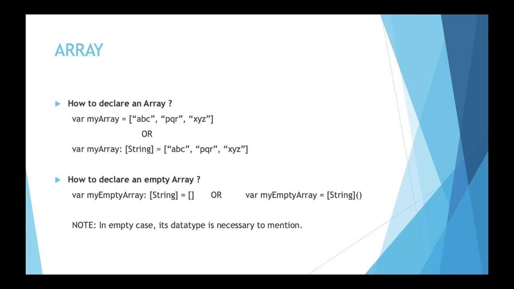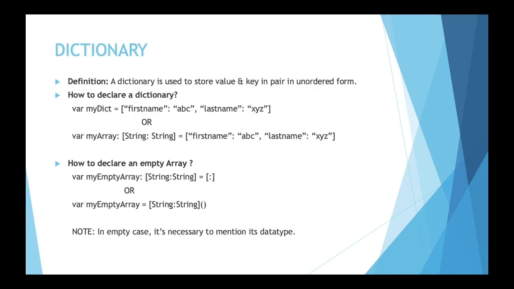So I will also discuss array in details in a single video. Now the dictionary. I guess this might be a new topic for you. So I am here describing what is dictionary. Dictionary is basically used to store value and key in pair but in unordered form. What does it mean? It means there will be no order.